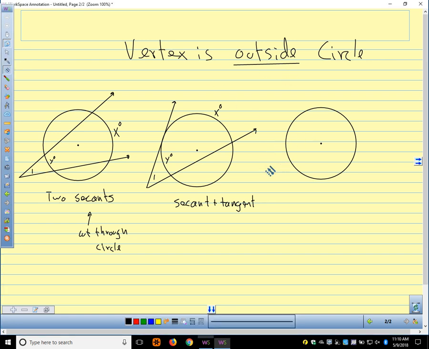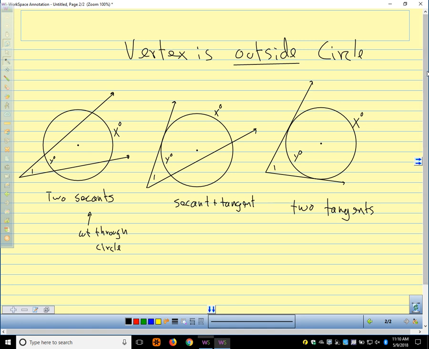We could have two tangents. So I could have something like this. On all of those, I'm going to call that big arc x degrees, this one y degrees, and this angle 1. So we could have two tangents. All right, so our vertex is outside the circle. Not a central angle, not an inscribed angle. Angle 1 is none of those.